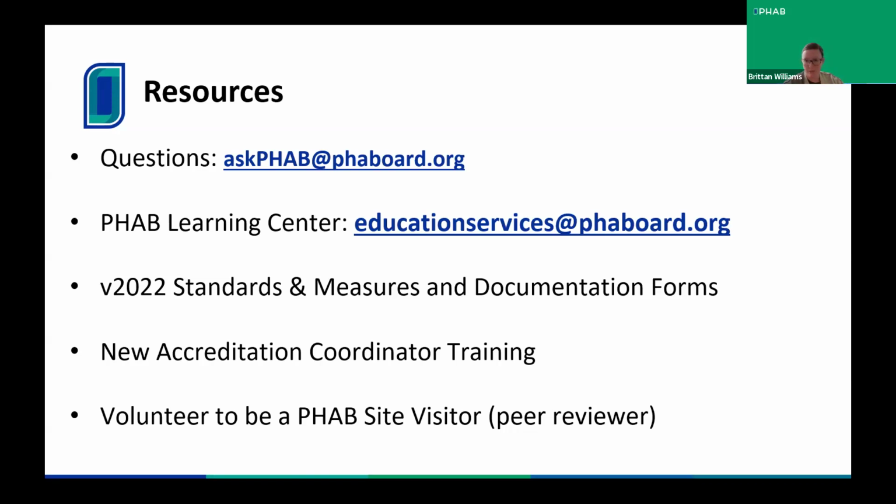We do have a cap of two staff per health department allowed to join that training, just because we have a cap on the number of participants we can have. But that is open to anyone. I highly recommend it, particularly if you're just learning more about PHAB and accreditation. That's a great starting point.